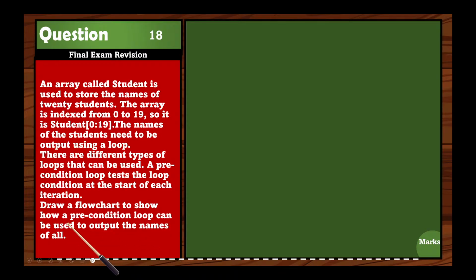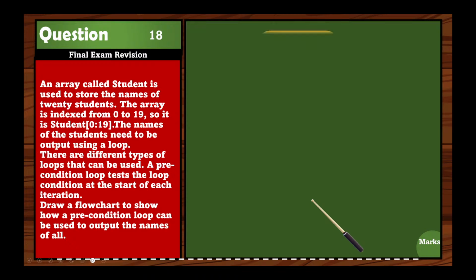Okay, so now we need to draw a flowchart of the precondition loop. What is the precondition loop? It's called the while loop. Why precondition? Because we test the condition first. If the condition is true, then we execute the block of code. Okay, if the condition is false, we ignore the block of code inside the body of the while loop. So let's see how we can draw the flowchart for the while loop.